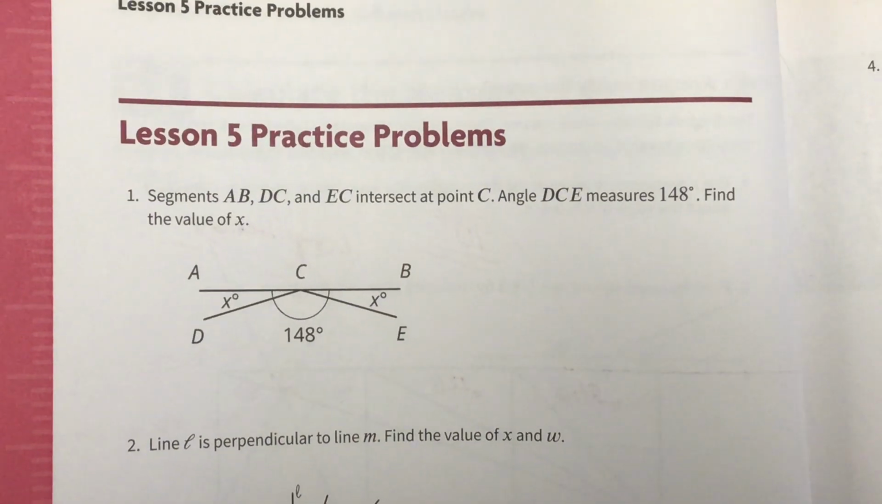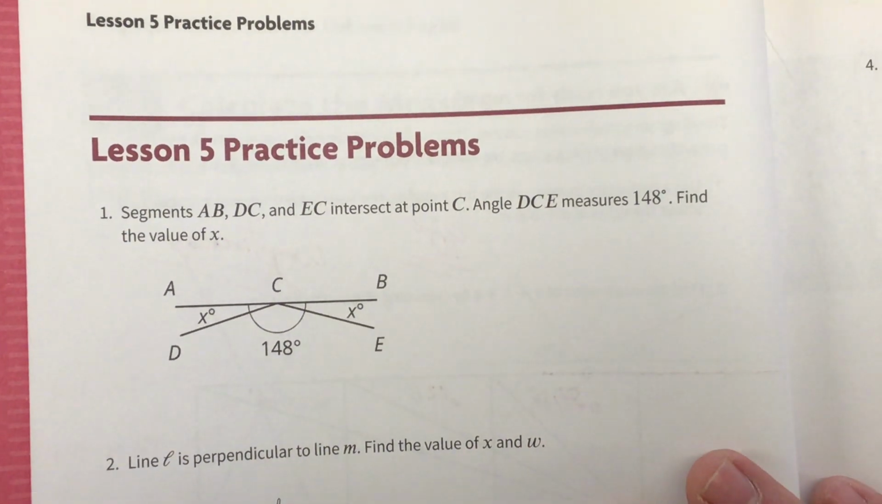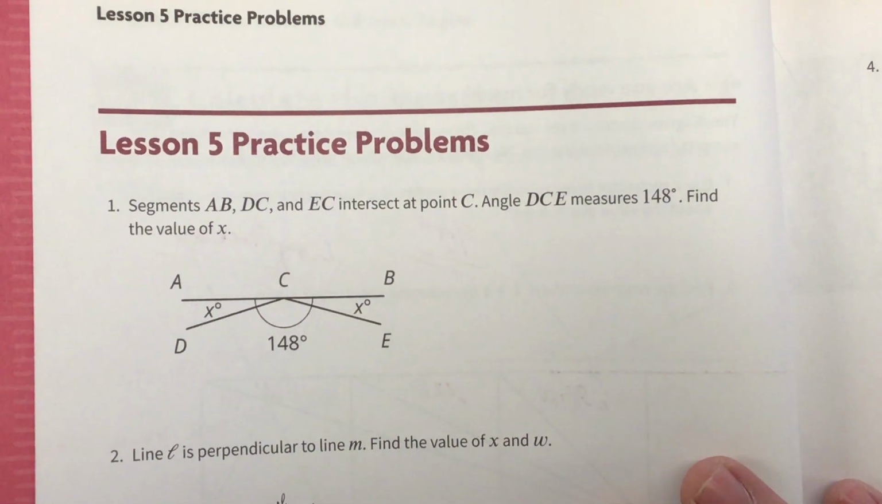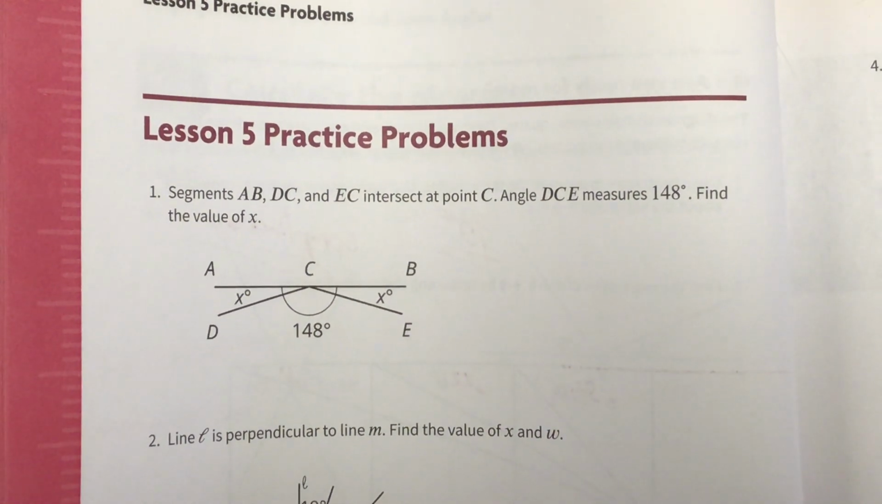First question here, page 44. It says they all intersect at point C. Find the value of x. So how are we going to get the value of x there? Jonas?